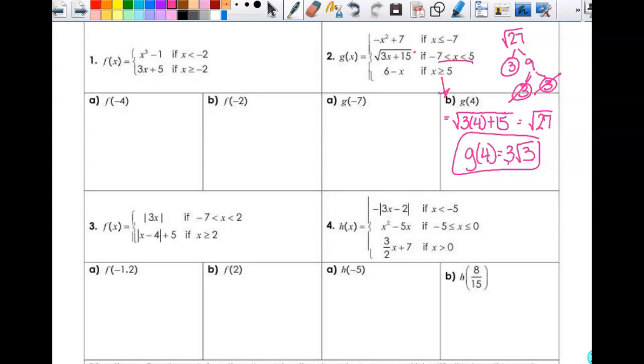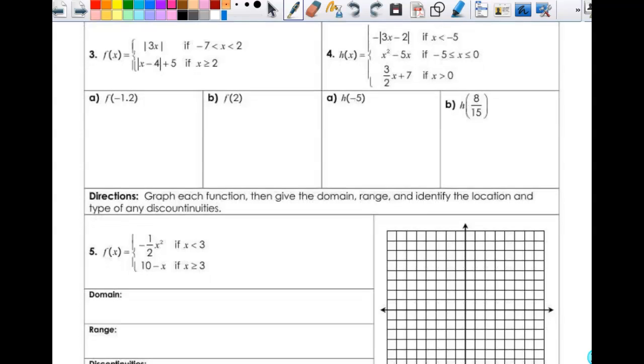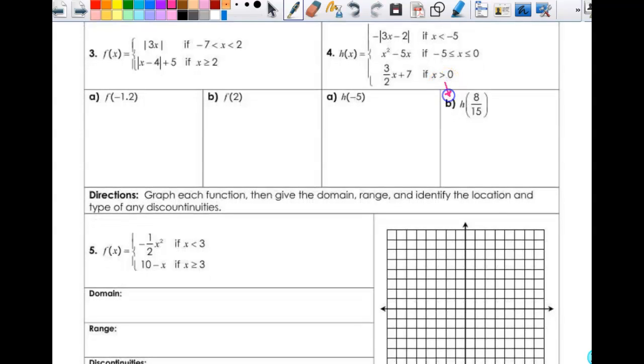All right, let's look at number 4b. So I have 8 over 15. This here is negatives less than -5. These are negatives between those two. So this is the only domain that has positive numbers. So that's where this lives. So I substitute it in. 3/2 times 8 over 15 plus 7.